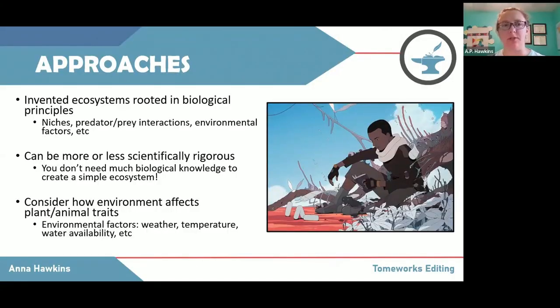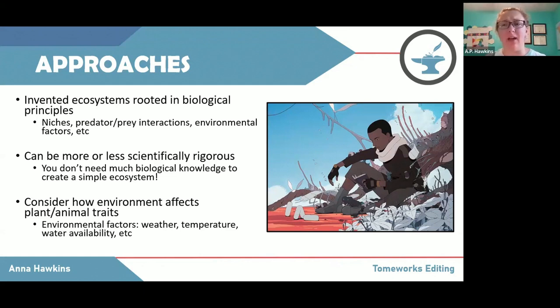But some basic approaches to speculative biology, if you're trying to do a hard speculative biology, right? Because we have the hard versus soft spectrum. And most people think of it in terms of technology, but it also applies to the other scientific fields as well. So it also applies to biology. So if you're trying to be scientifically rigorous and write hard speculative biology, you're going to want your invented ecosystems to be rooted in real biological principles, where you're thinking about predator-prey interactions, how environmental factors influence evolution, niches, etc. You don't have to be scientifically rigorous when you're inventing an alien world.